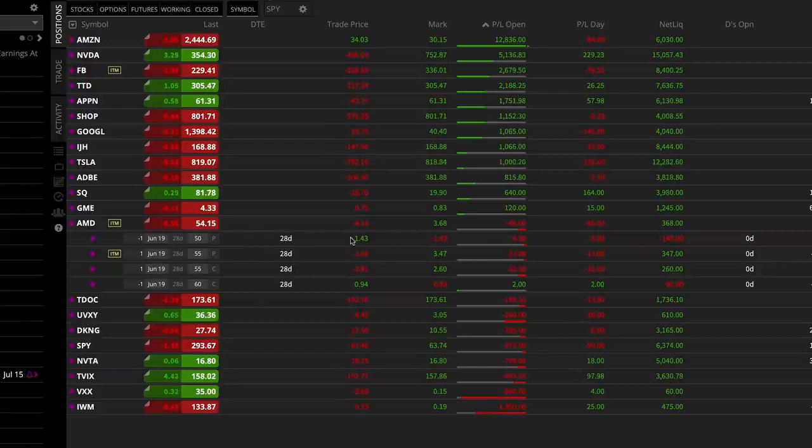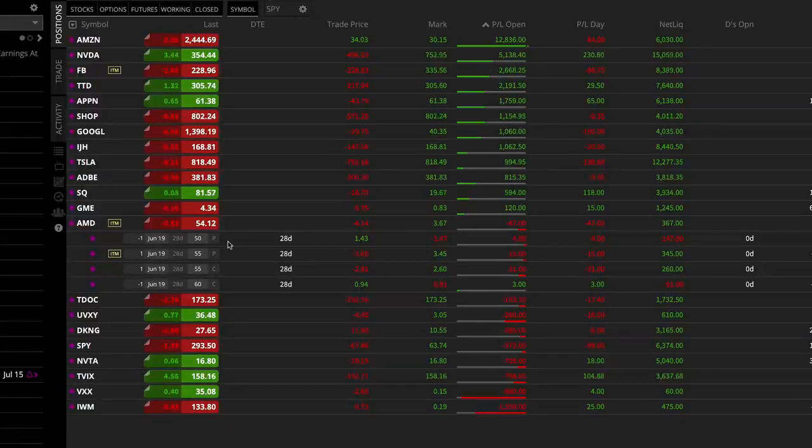The short 50 put, I shorted it for $143. It is worth $147, which means it has increased, and since I shorted it, or bet against its price, an increase in its price means I am down money. So 143 to 148, that's a $5 loss.